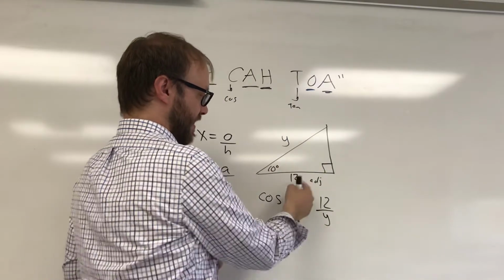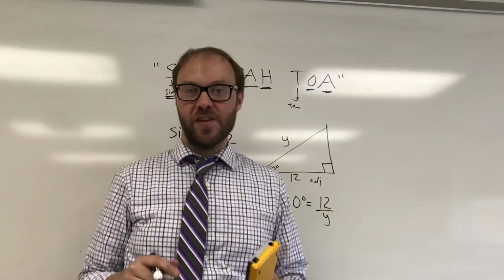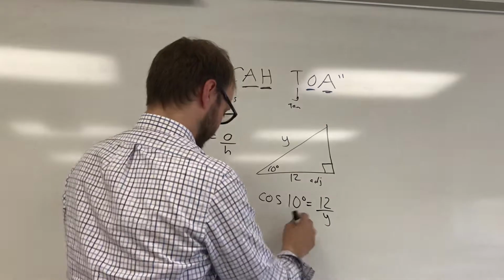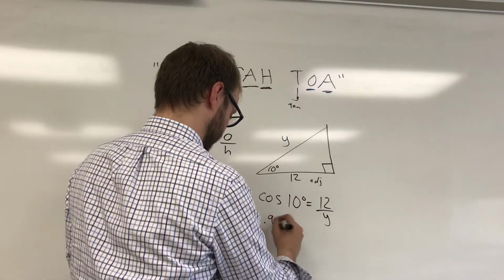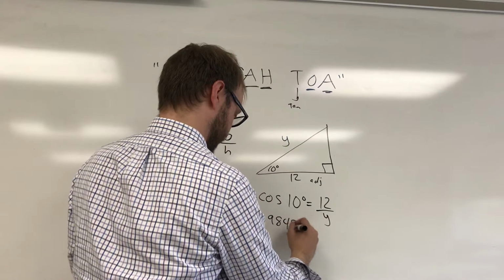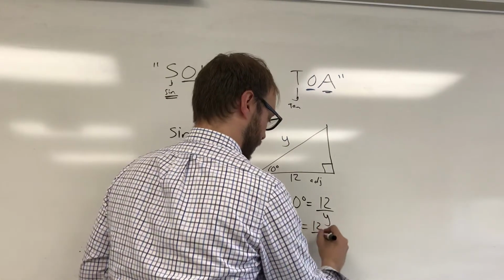By the way, if you notice, these two sides are both very long. Their lengths are going to be pretty close to each other. So I'm expecting to get a value that's pretty close to 1. Okay, and sure enough, when I put that in my calculator, I get about 0.9848, we'll say. And again, I would keep the decimal in your calculator. That's equal to 12 over y.